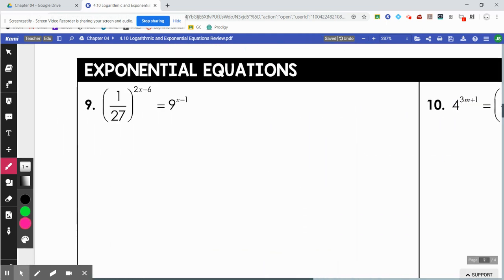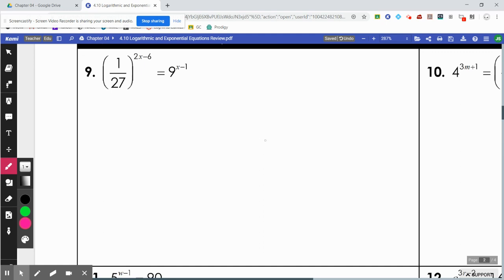Number 9, now we're solving some exponential equations. Now the simplest way to solve them is, in this case, if they're 27 and 9, if they have the same bases, you can rewrite them.